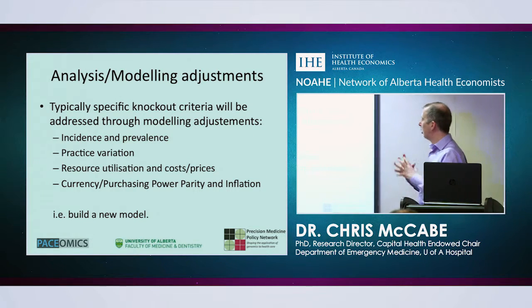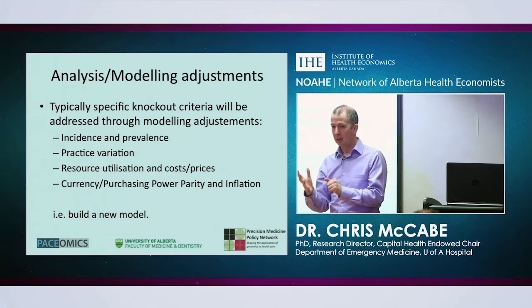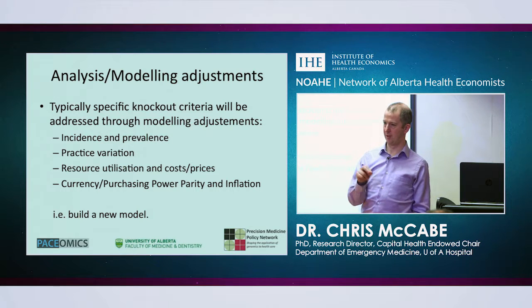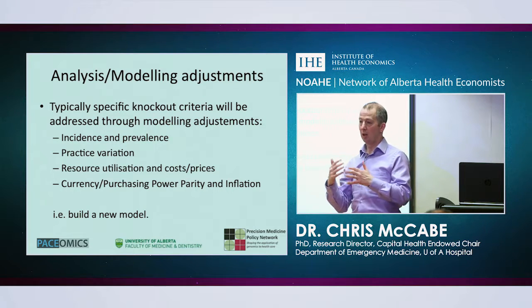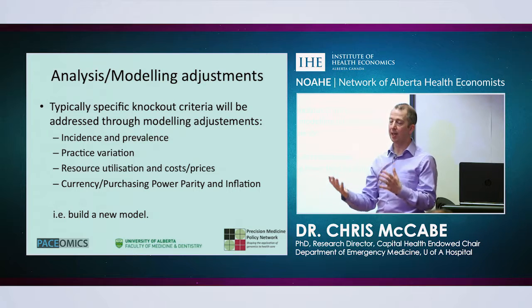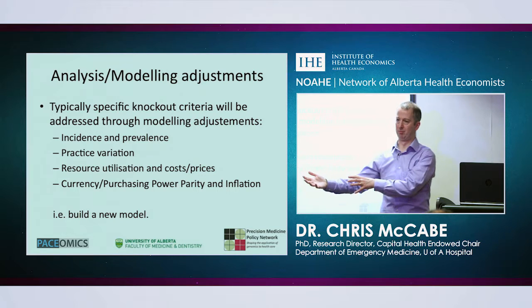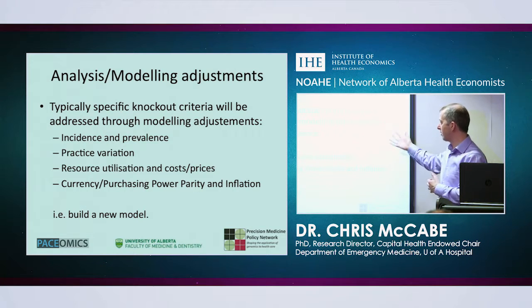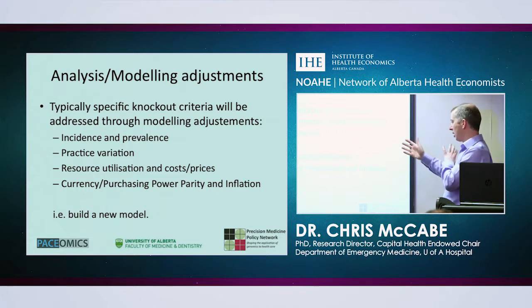Typically, if you find a specific knockout factor, some reason why you're going to say no to this, then the question is, can I do some local modelling work that overcomes this problem? Can I bring in observational data from here? Can I model the morbidity, the case mix, the epidemiology of the disease for Alberta rather than for Ontario, for example? So what we'll find is we'll change the incidence and the prevalence, capture a difference in practice variation, introduce our costs rather than their costs.